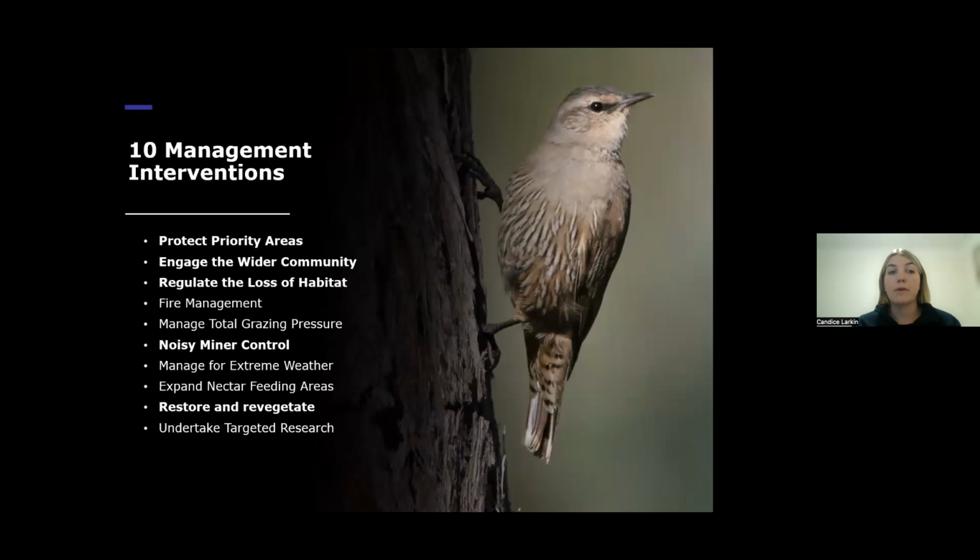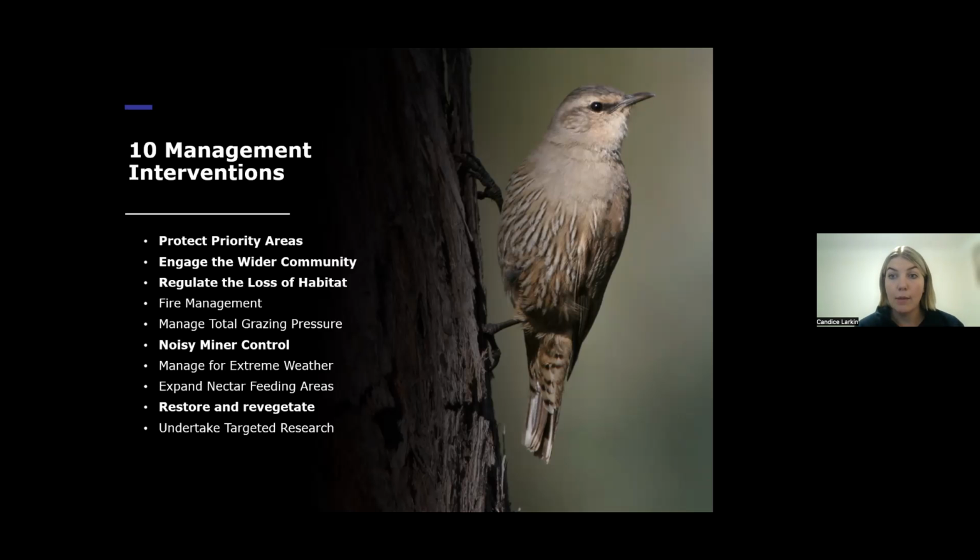So the Woodland CAP came up with 10 management interventions. They were to protect priority areas and engage the wider community, regulate the loss of habitat, fire management, manage total grazing pressure, noisy miner control, manage for extreme weather, expand nectar feeding areas, restore and revegetate, and undertake targeted surveys.